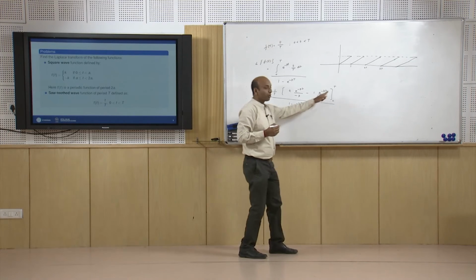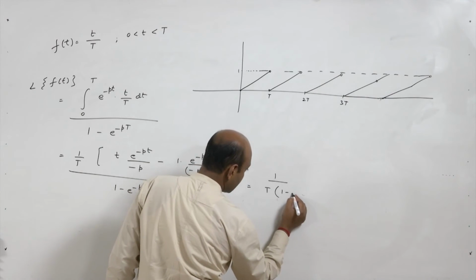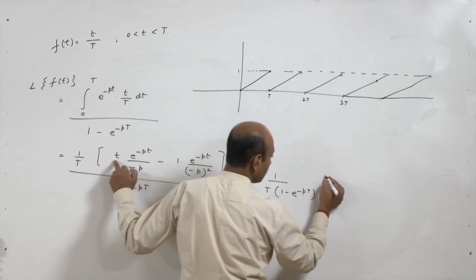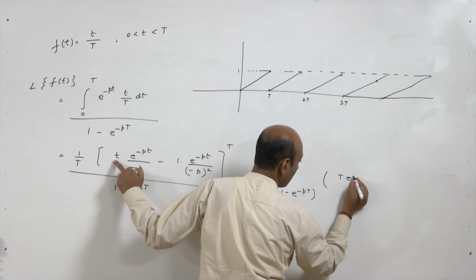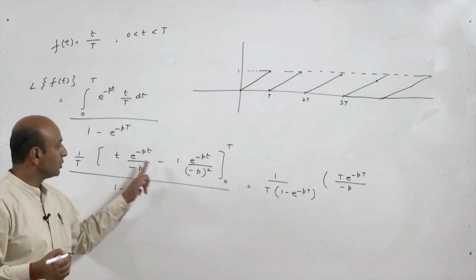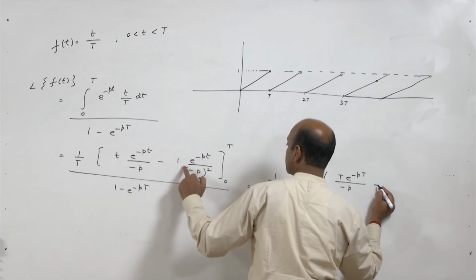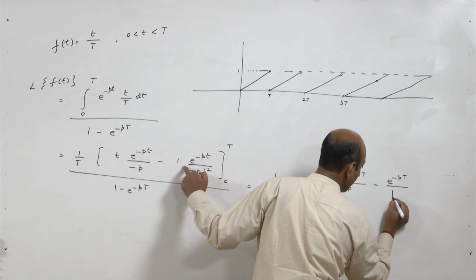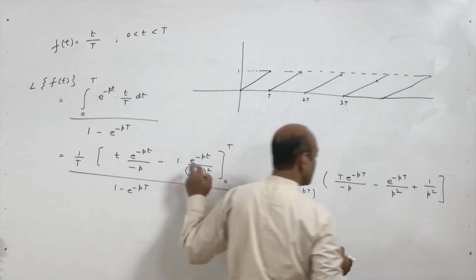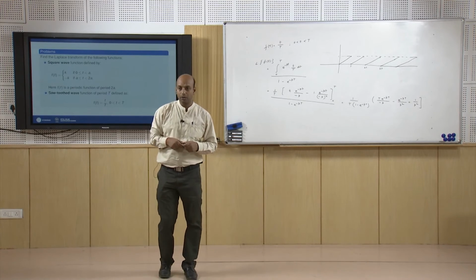So, you can substitute small t as capital T. It is 1 upon T into 1 minus e^(-pT). When you take small t as capital T, it is T into e^(-pT) upon minus p, and when you take t as 0, it is 0. Now, here when you take t as T, the negative is already outside, it is e^(-pT) upon p squared, and minus minus plus 1 upon p squared. So, you can take the LCM and simplify this, which will be the Laplace transform of this f(t). Okay.